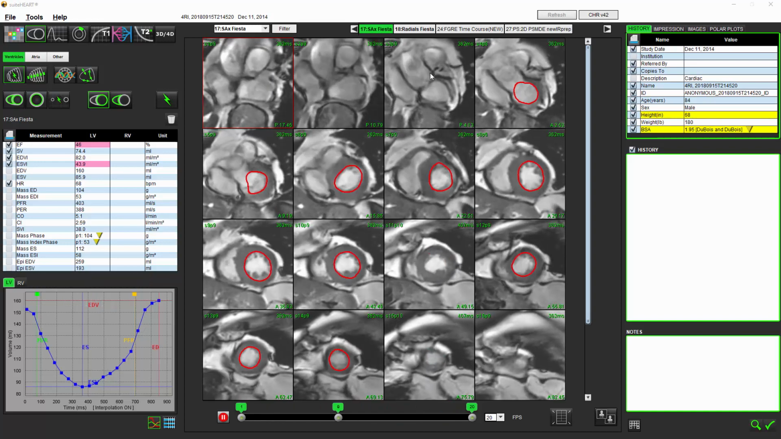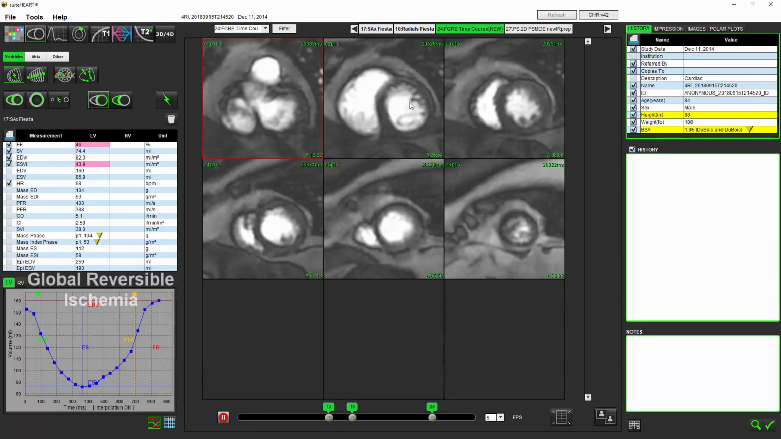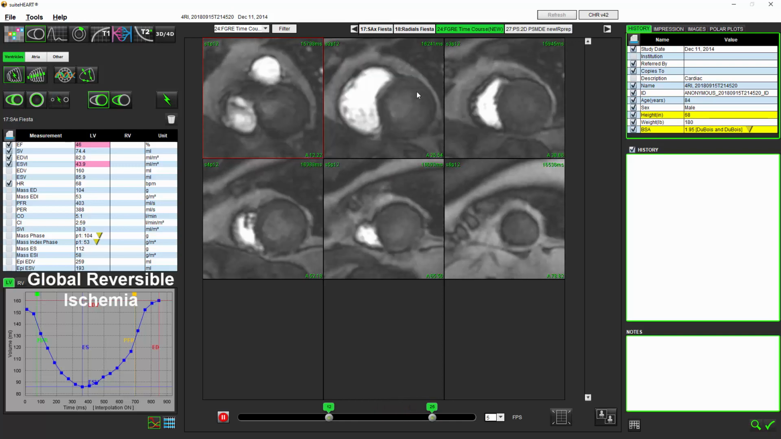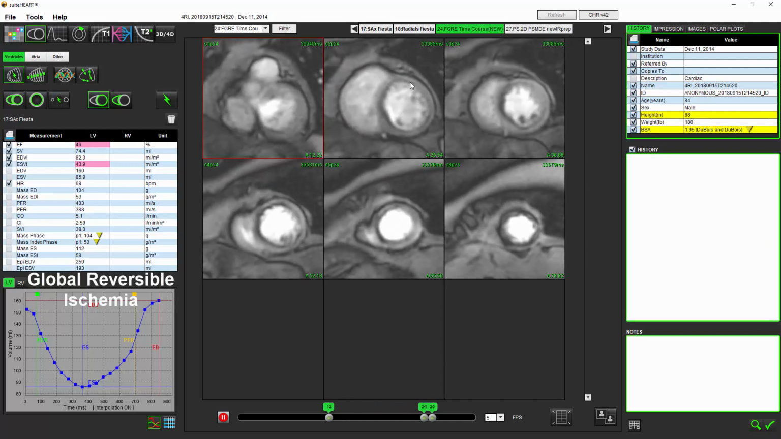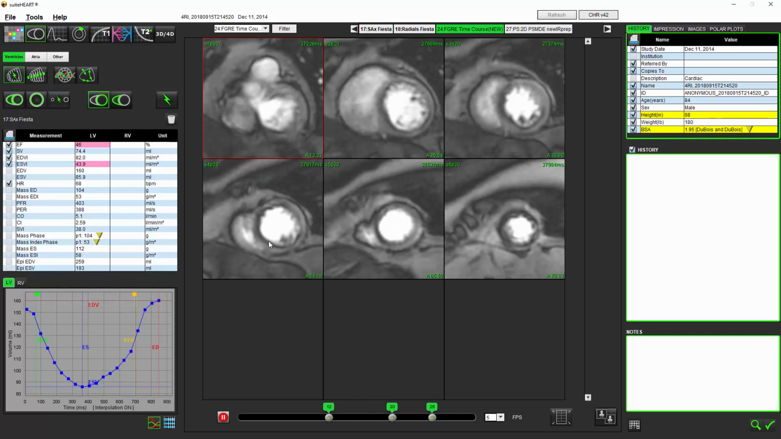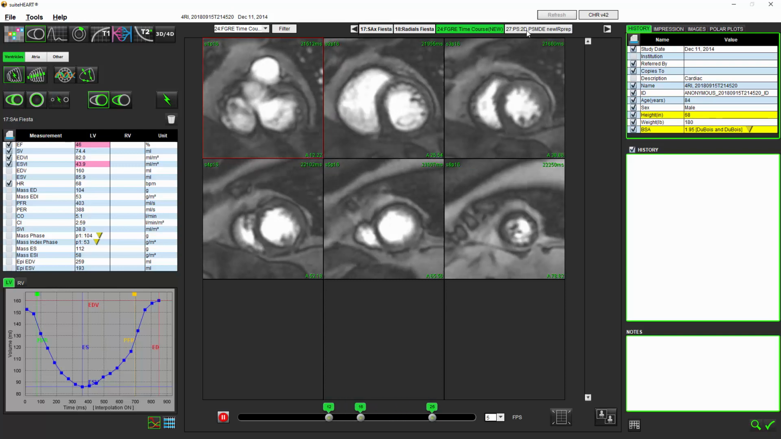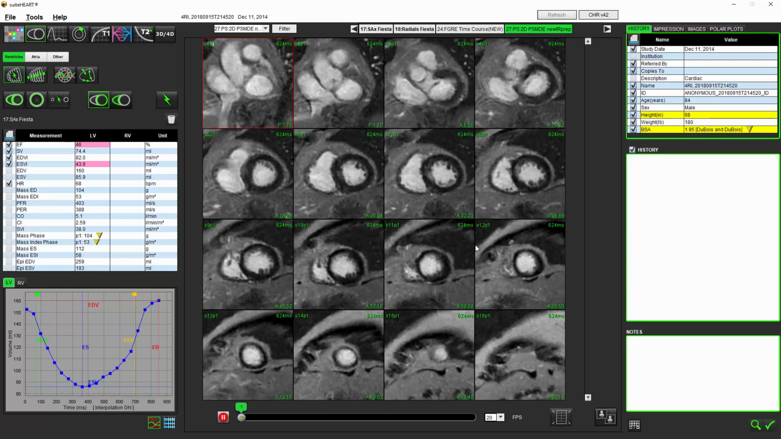If we look at the stress perfusion images, you can see that there's near global reversible ischemia. Here's this dark rim of decreased signal on all of the slices showing ischemia. And if we look at the delayed enhanced images, you can see they're almost normal. There's just a little bit of scar here in the septum. Now, this patient's ejection fraction is 46%. Let's compare that to another patient with ischemic cardiomyopathy with a similar ejection fraction.